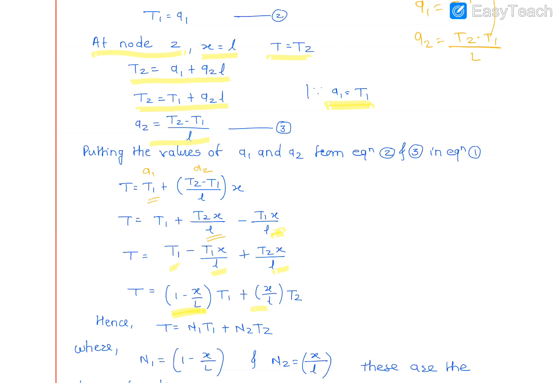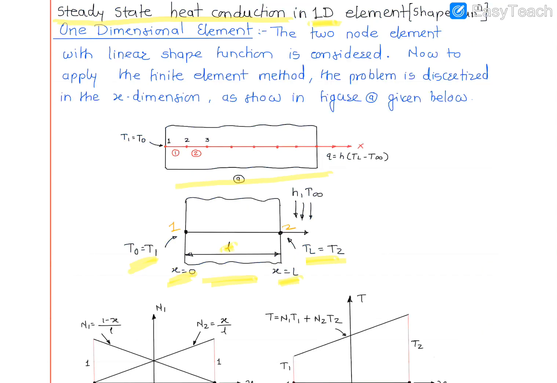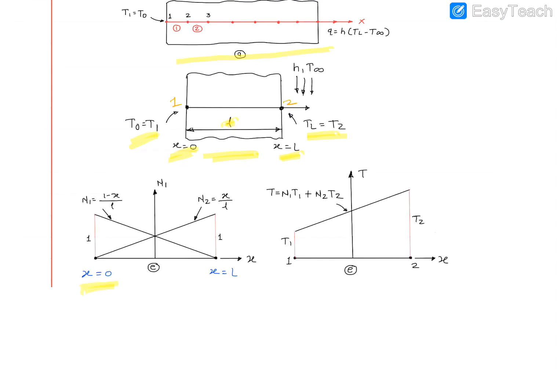So this is nothing but N1 and N2. So now we have N1 as 1 minus x upon L and N2 as x upon L. We can represent this in the form of figures as shown below. At x is equal to 0, we will have N1 equal to 1. Sorry, there is a mistake, actually N1 is equal to 1 minus x upon L, and here N2 is equal to x upon L. Combined together we can have T is equal to N1 T1 plus N2 T2, which is represented by this figure E. So this is all about the shape function of one dimensional heat conduction problem.